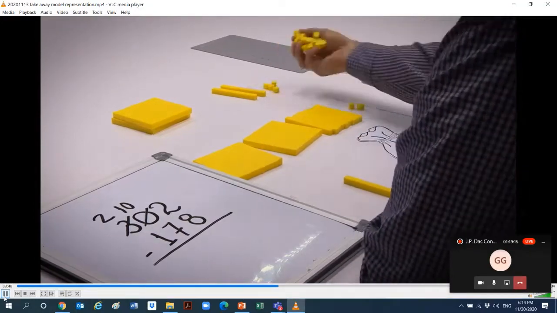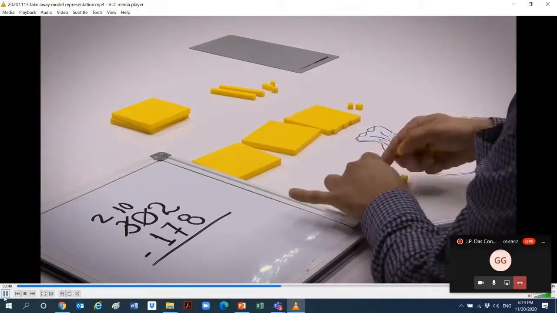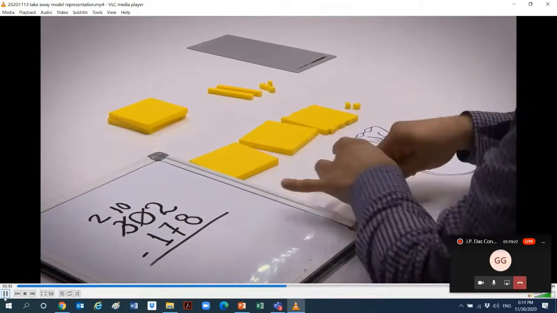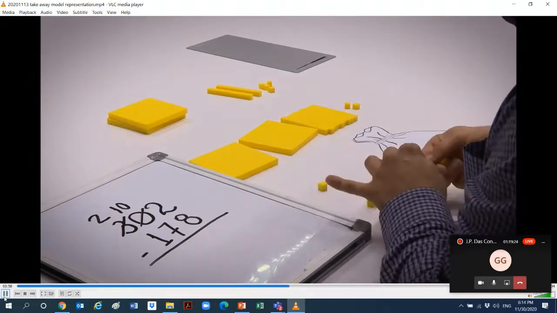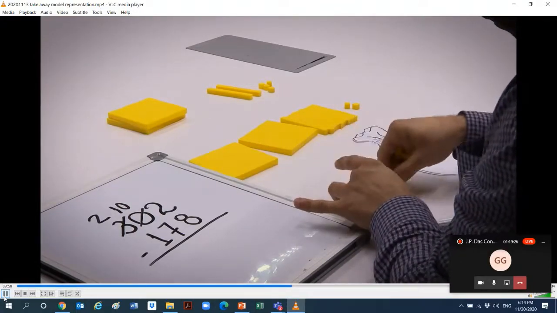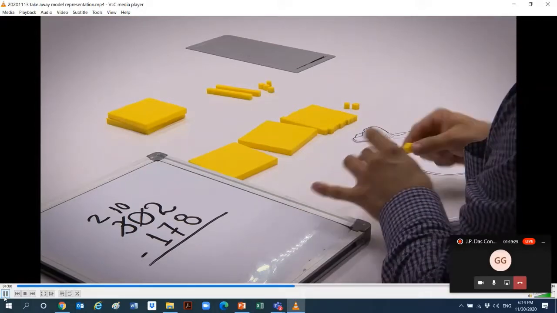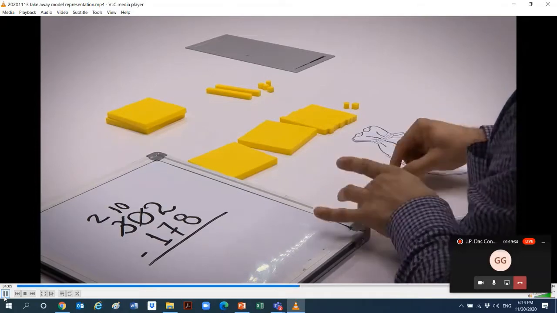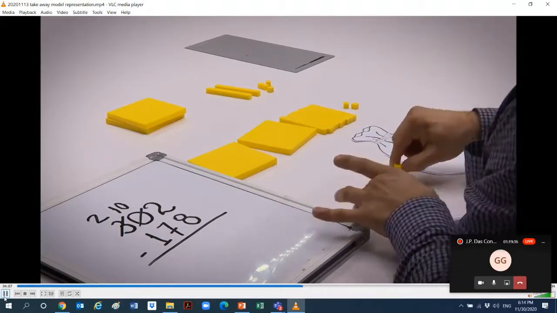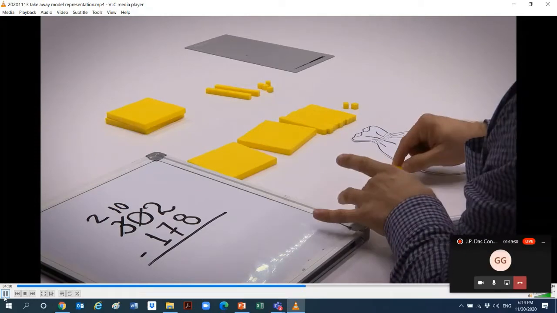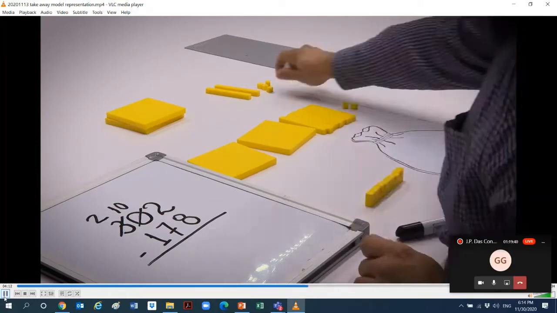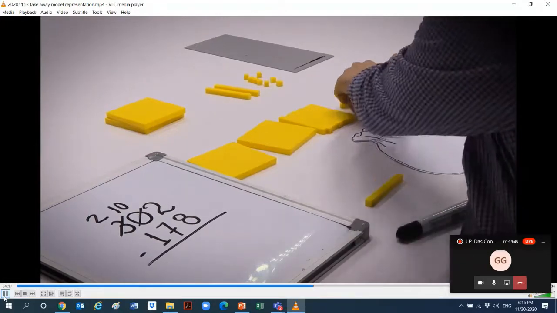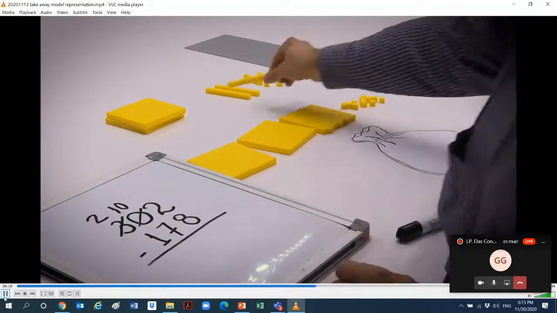And we can verify this. I'm going to put my little cubes here. I'm going to be needing 10. 3, 4, 5, 6, 7, 8, 9, 10.